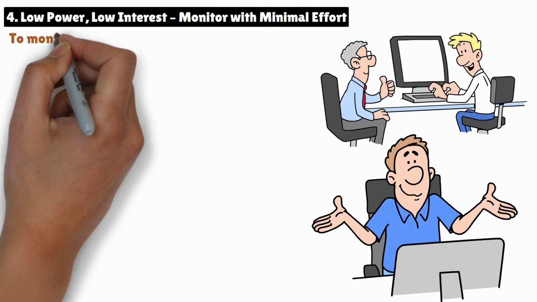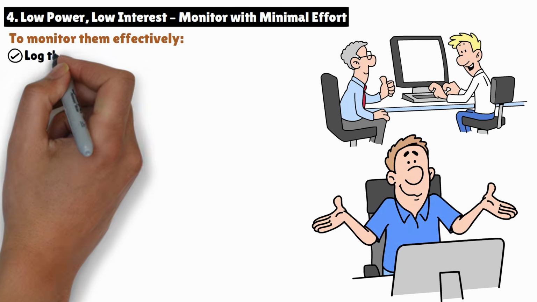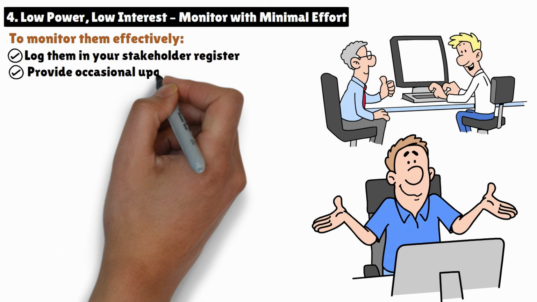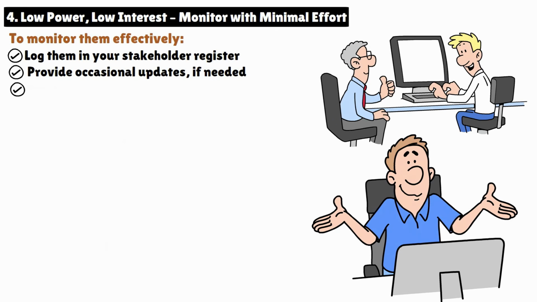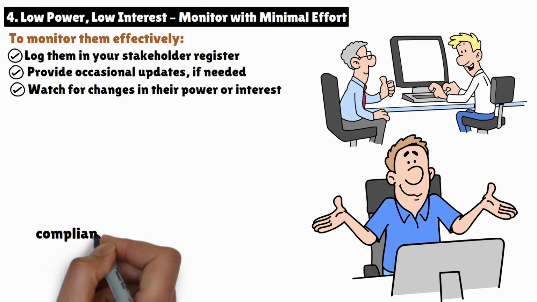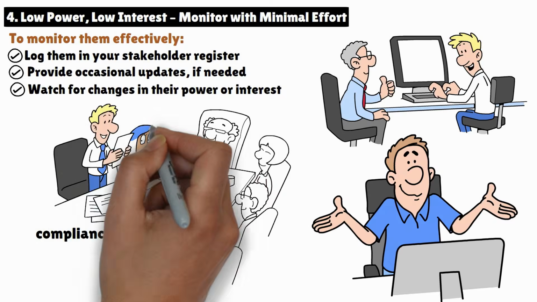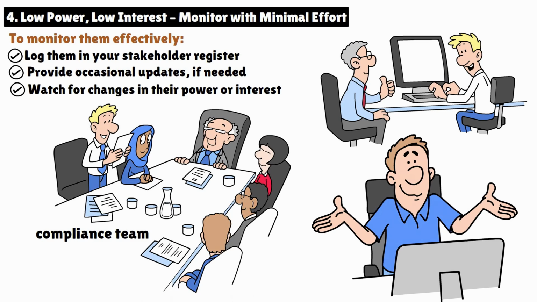To monitor them effectively, log them in your stakeholder register. Provide occasional updates if needed. Watch for changes in their power or interest that may move them into a more active quadrant. For example, a compliance team that isn't currently involved but may be consulted during a future phase of the project.